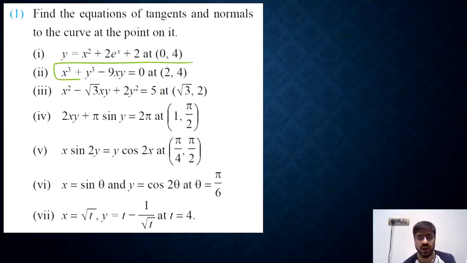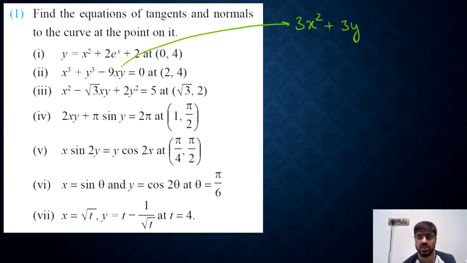So this is the curve, and you need the equation of tangent and normal at (2, 4). So the procedure remains the same. We need dy by dx, and to get dy by dx for such equations, we straight away start finding the derivative. So the derivative of x cube will be 3x square, the derivative of y cube will be 3y square times dy by dx, minus 9xy. So we will have minus 9, and the derivative of xy will be x dy by dx plus y, is equal to 0.